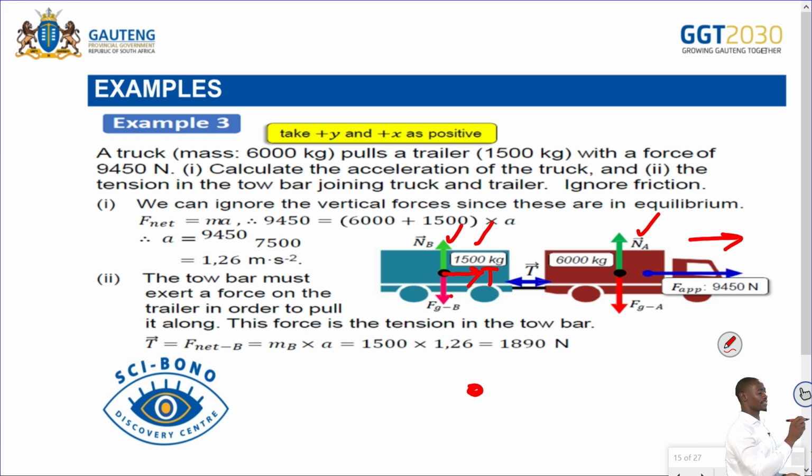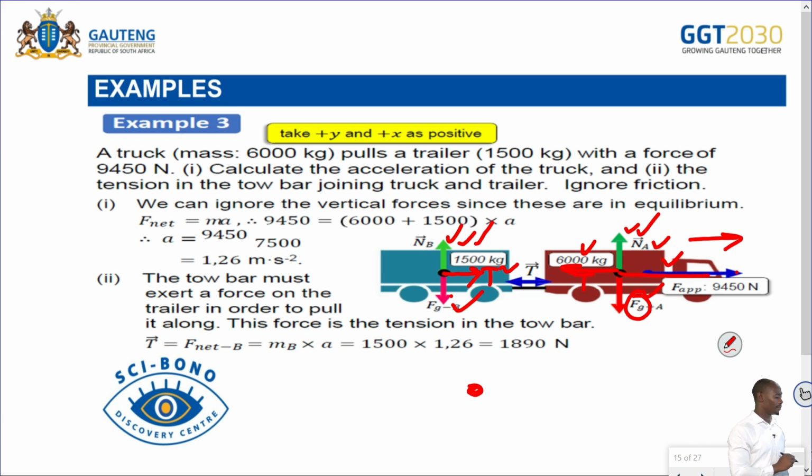Then when it comes to the 6,000 kilogram object, there's a force that is applied, which is 9,450 N. There's normal force, there's Fg. Remember, there's no friction, which opposes the motion. So then there's also tension. So for the 1,500 kilogram object, there are three forces, right? And for the 6,000 kilogram object, there are 1, 2, 3, 4 forces, okay?